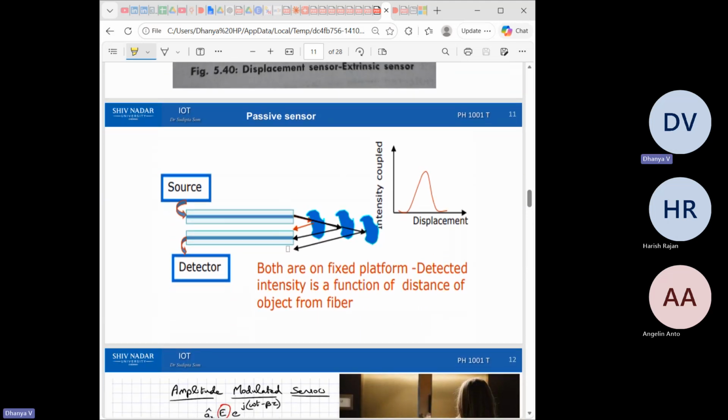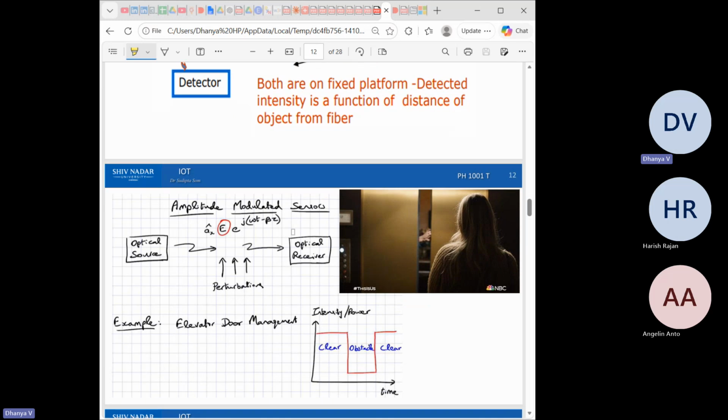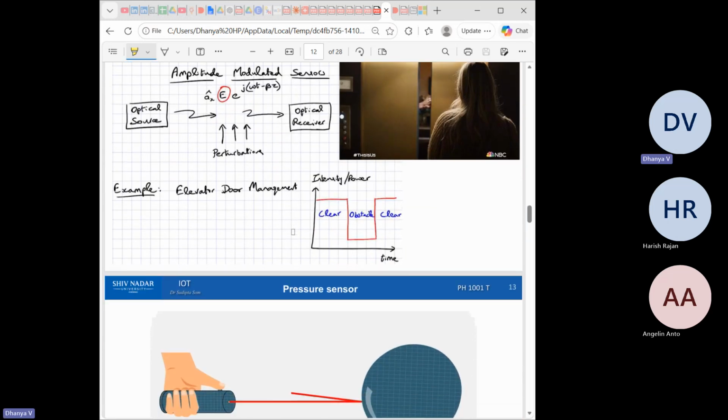In passive sensors, both are on a fixed platform, and the detected intensity is a function of the distance of the object from the fiber. Again, the same thing: how far has it displaced from one sensor to the other? If the source is here, and if there is some crack or something that we notice, how far is this crack from the source? That will be detected by this.